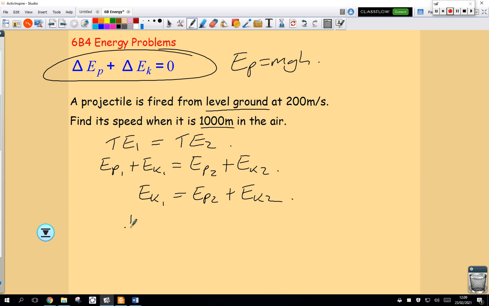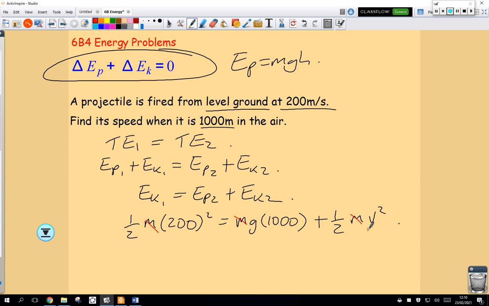So kinetic energy, 1/2 times its mass, which is not given, we're just going to write m, times v squared. Well, v is its speed, that's 200, square of 200. And that's equal to its potential energy at position 2, which is mg times its height, 1,000, plus 1/2 times m times its final velocity squared. We're trying to find its final velocity. As always, the m's will cancel for questions of this type. Maybe I might double everything on both sides to get rid of these halves.